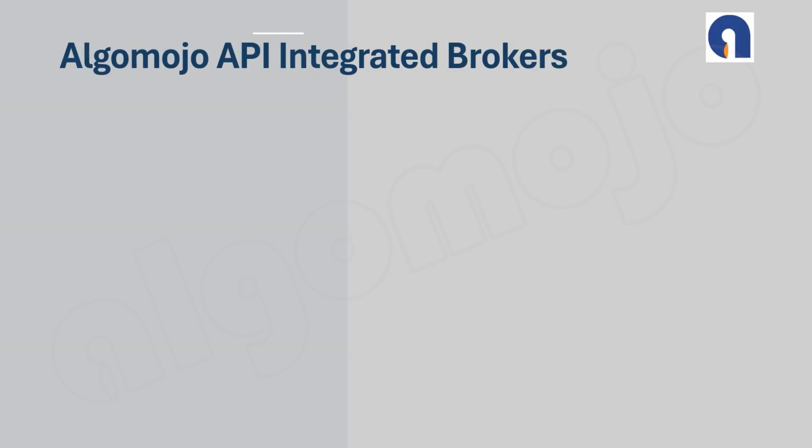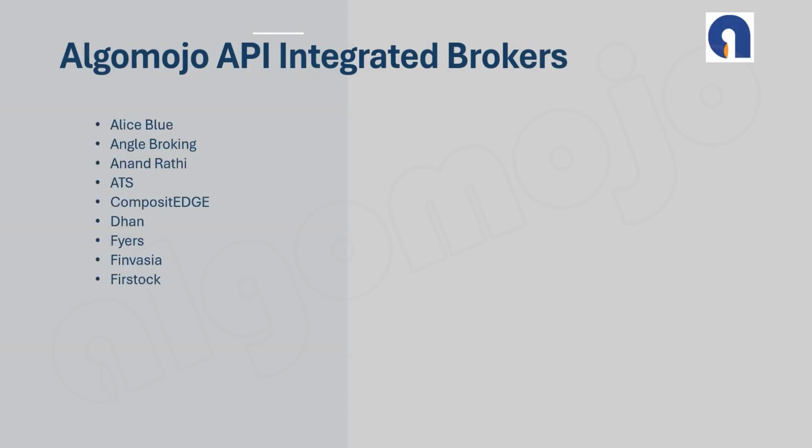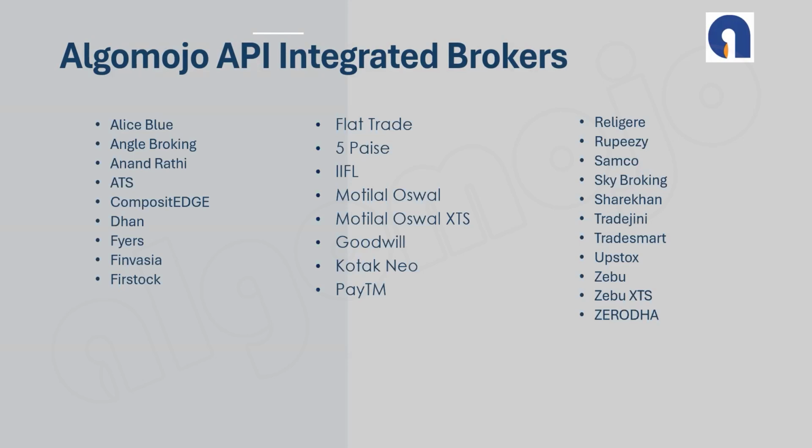In terms of the brokers that we have integrated with, we have close to about 27, 28 brokers. We keep adding them as we go along. These are some of the brokers with whom we have done the API integration. So if you already have an account with any of these brokers, you can start using our platform.